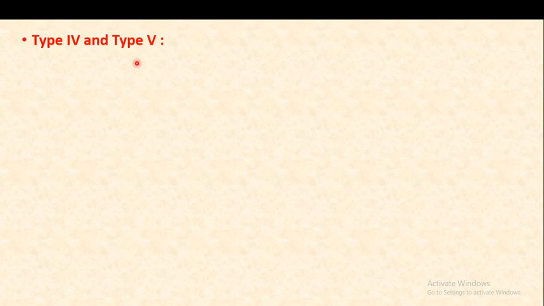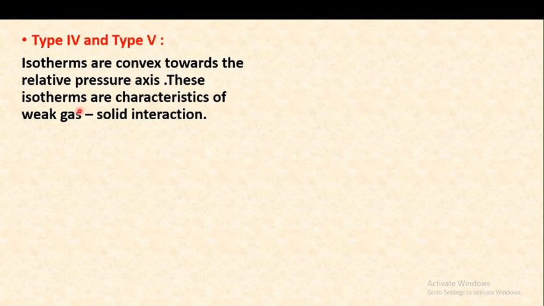So next is type 4 and type 5. So what happens in the type 4? These isotherms are convex towards the relative pressure axis. Means the nature of the graph for the adsorption isotherm type 4 and type 5 is convex towards the relative pressure axis, that is, relative pressure is plotted on the x-axis, and these isotherms are characteristics of weak gas solid interaction.